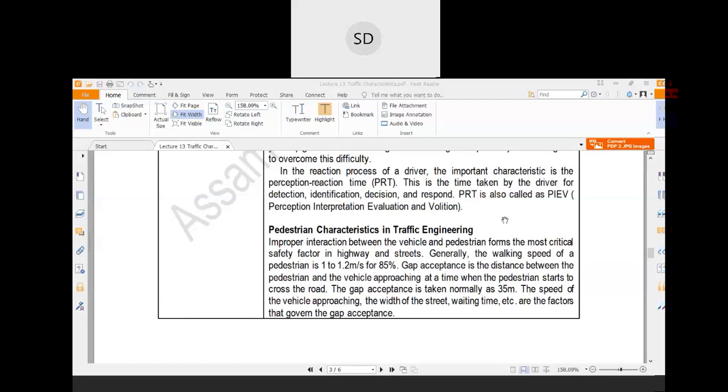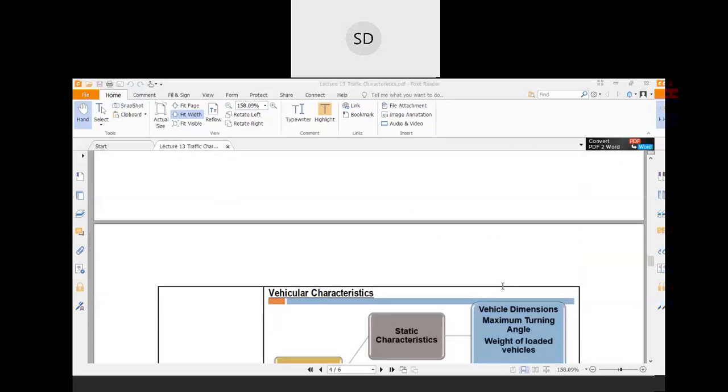Okay, then another thing is speed of the vehicles. If speed of the vehicle is more, gap acceptance should also be more. Now, if the speed is less, gap acceptance can be less. So these are the different factors which affect the gap acceptance behavior of the pedestrians.